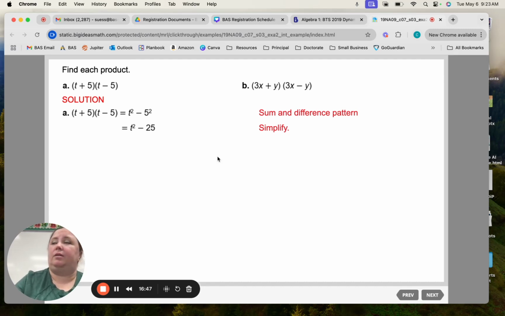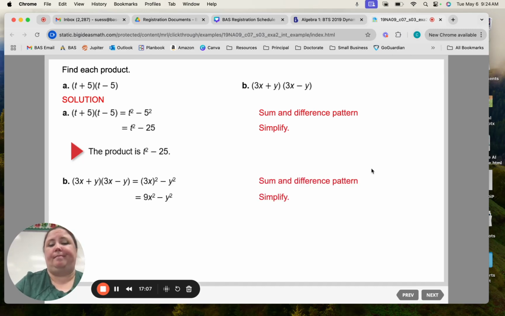All right, ready for the second one? For B? So again, is this the difference of squares? Yes, they're just more variables. So we're going to do 3x times 3x, which would be 9x squared. And then what's the second one? Minus y squared. Do you agree with him? Good, because he's correct. Make sure you wrote it in your journal.